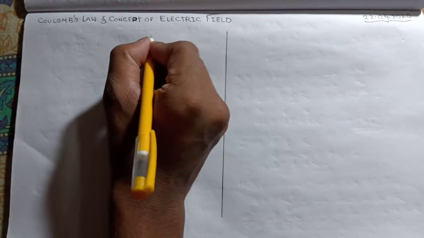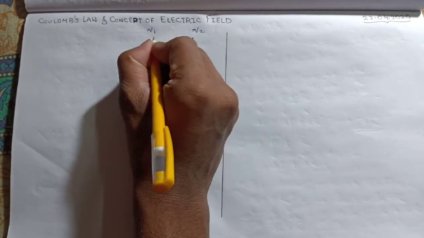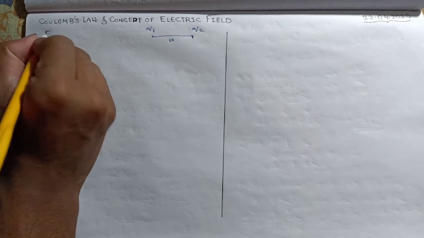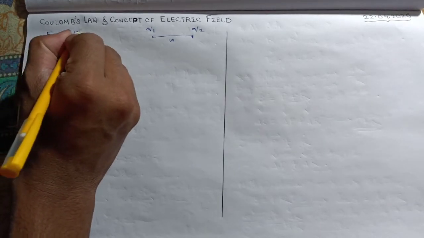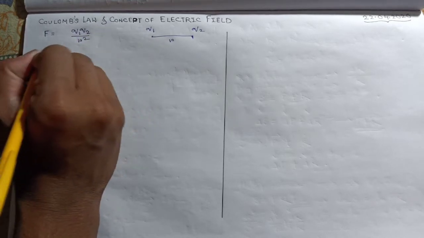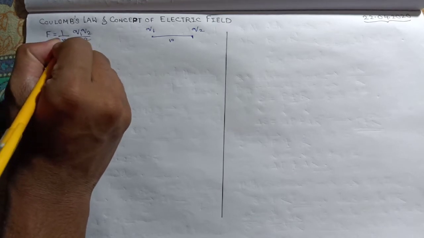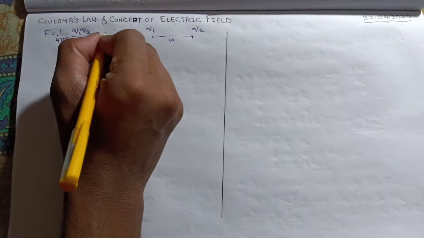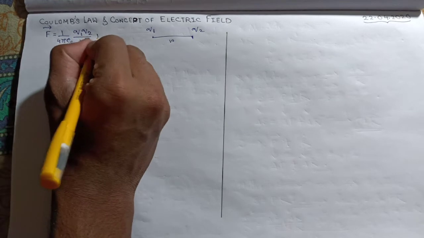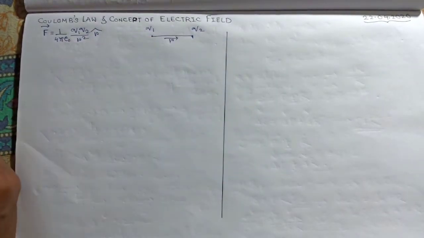So we know if two point static charges q1 and q2 are separated by a distance r, then the force between them is directly proportional to the product of the charges q1 q2 and inversely proportional to the square of the distance, and the proportionality constant is 1 by 4 pi epsilon naught in the SI system. To make it in vector form, we can write F vector, and r cap is the unit vector, where r vector is the radius vector or distance vector, you can say.